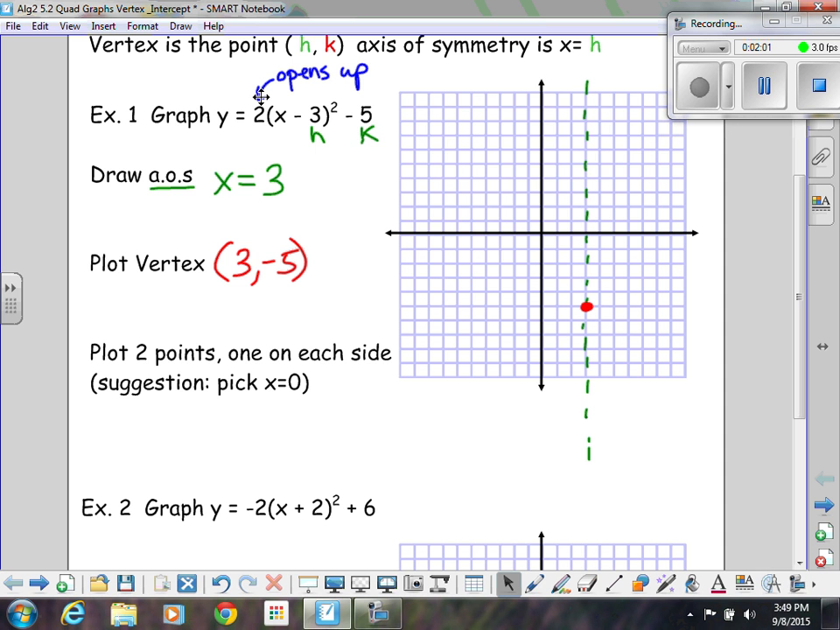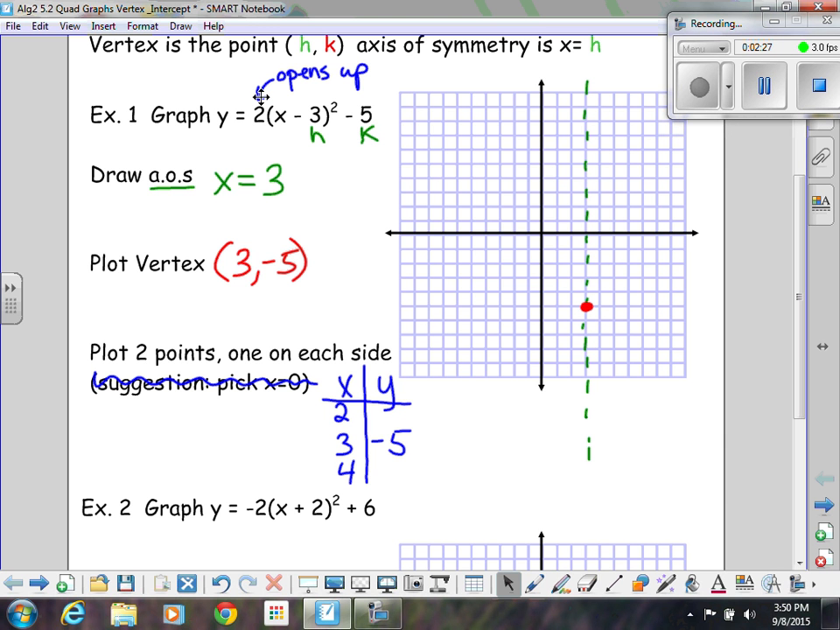Then what I'm going to do is plot 2 points, one on each side. Now I say pick 0. Sometimes it's easier to plug in 0, but on this one actually, I'm not going to do that because it comes out to be a really large number and I can't fit it on my graph. So I'm just going to pick a number on either side. So remember when we were doing standard form, we would put our vertex in the middle there, and then I would pick a number on either side, so like 2 and 4.